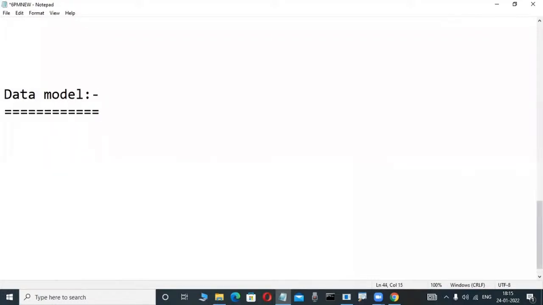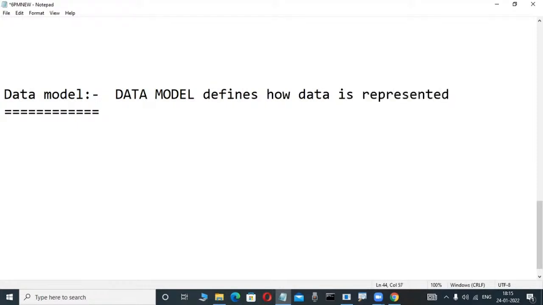Data model represents how data is represented. Data model defines how data is represented at the logical structure of the database. Observe here, at the logical structure of the database. How easy is this definition? Observe it here: logical structure of the database. And now check it out.